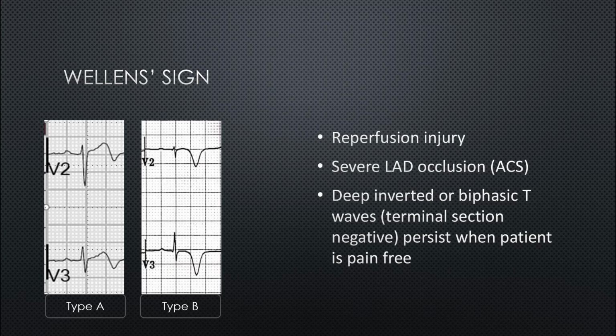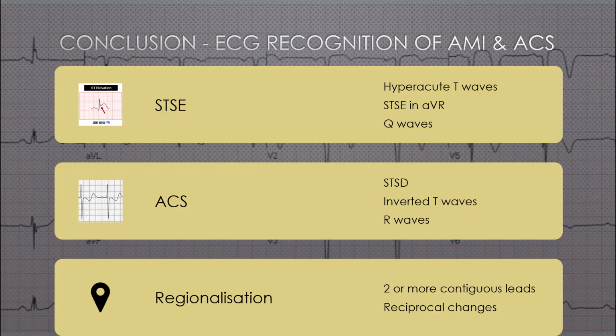The key indication of a Wellens sign for either of these two occurrences is that you have deeply inverted or biphasic T waves where the terminal section of the T wave is negative and that they persist when the patient is pain-free. This brings us to the end of the presentation. Now we've got some more exercises to run through on the block courses to help with this.